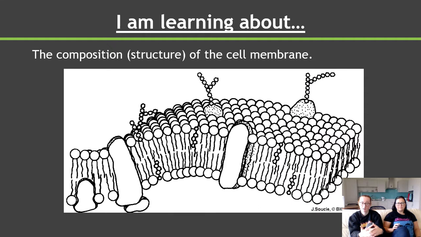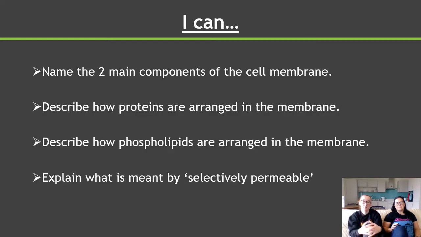Okay, so again, like I've already said, in this PowerPoint, we're going to be learning about the composition, so basically what is the structure of the cell membrane. And by the end of this, you should be able to name the two main components of the cell membrane, describe how proteins are arranged in the membrane, describe how phospholipids are arranged in the membrane, and explain what is meant by the term selectively permeable.